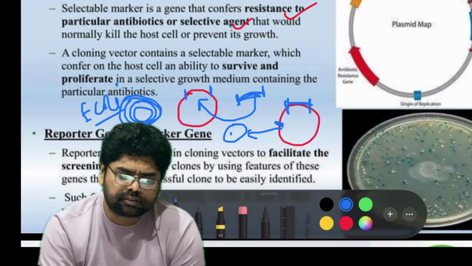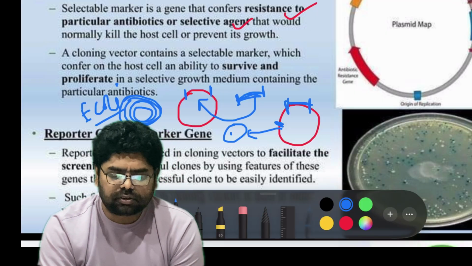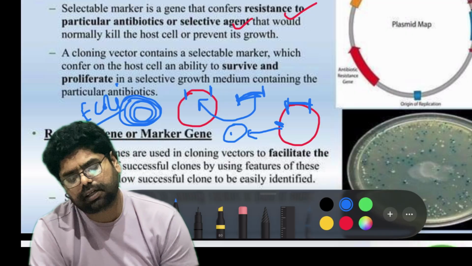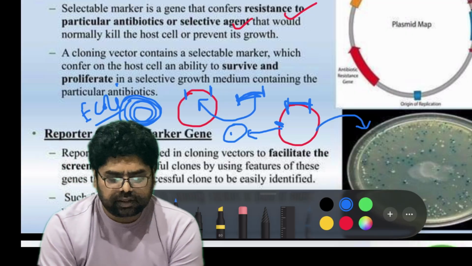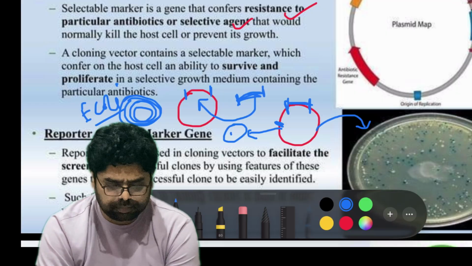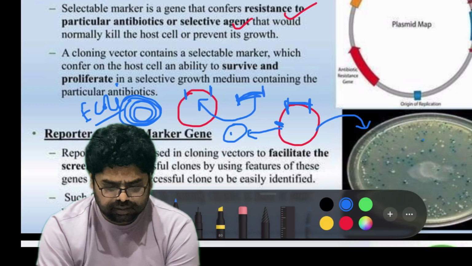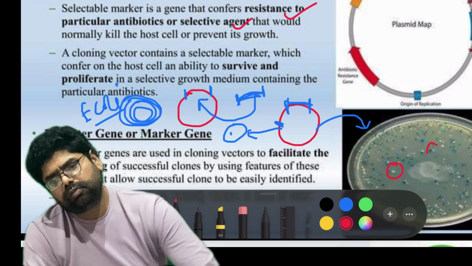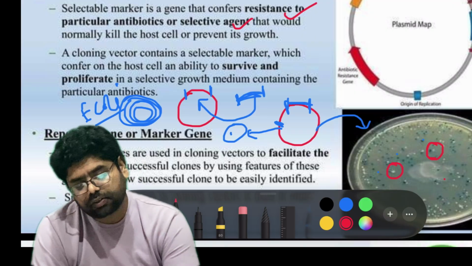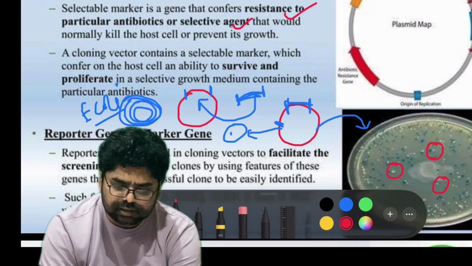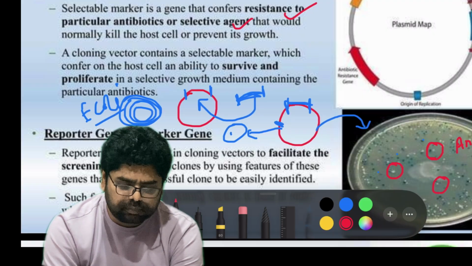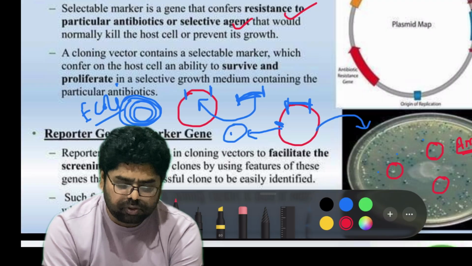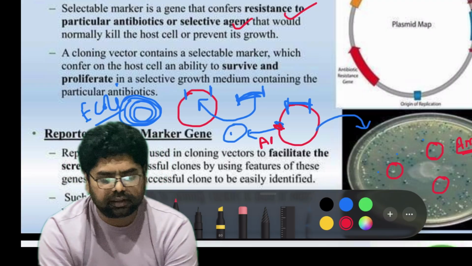So after transformation, what will happen? We will get colonies on the plate. Like this is the agar plate, and these are different kinds of colonies. And suppose this colony is positive, and this colony is positive, and this colony is positive. Then how will we know this colony is positive? Because this plate will contain some antibiotic, like suppose ampicillin, and your plasmid will also carry ampicillin resistance. So only the cells with the plasmid containing your gene of interest will survive.